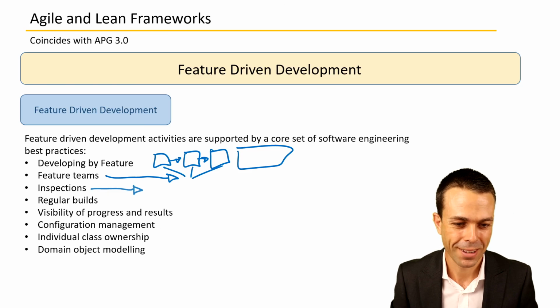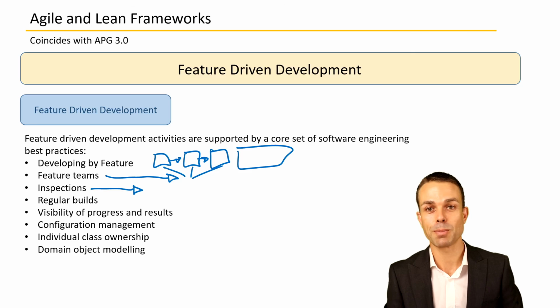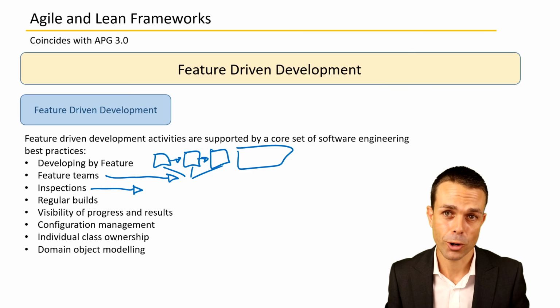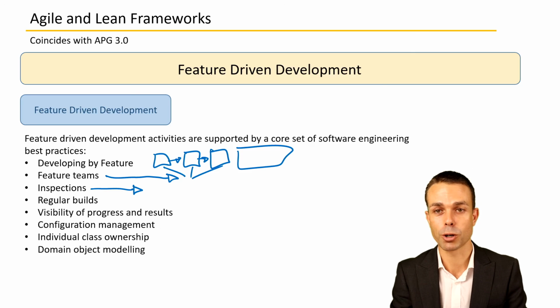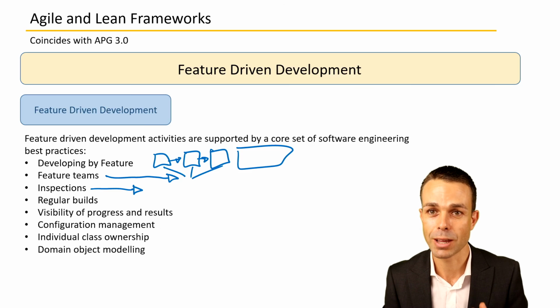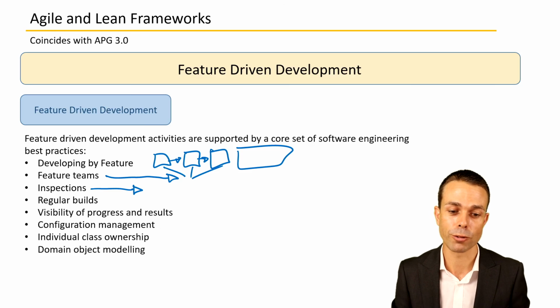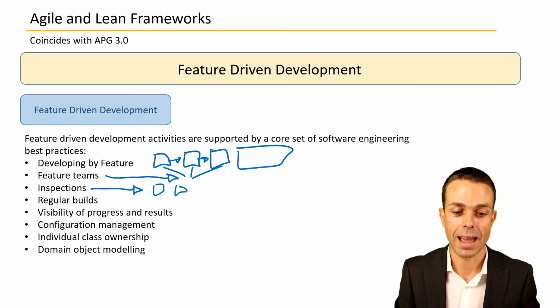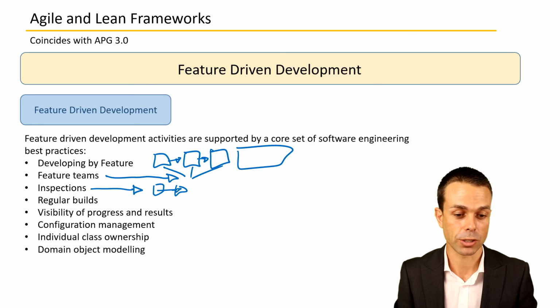You get the idea. Then we've got inspections, and inspections can be code inspections, so pair programming where we've got one person programming and one person inspecting the code at the same time, or it can be demonstrations and reviews where we're getting the customer involved and getting them to have a look at that feature once it's completed.